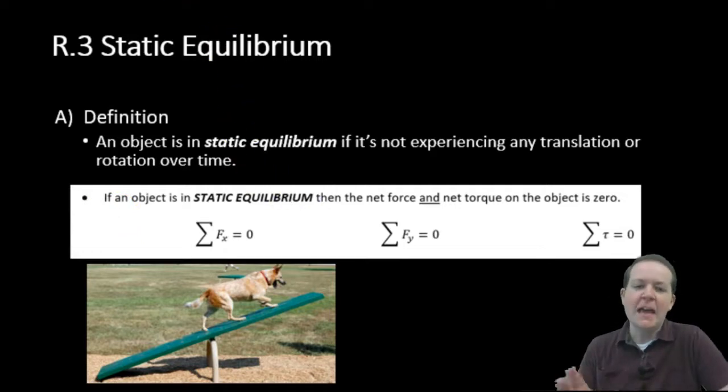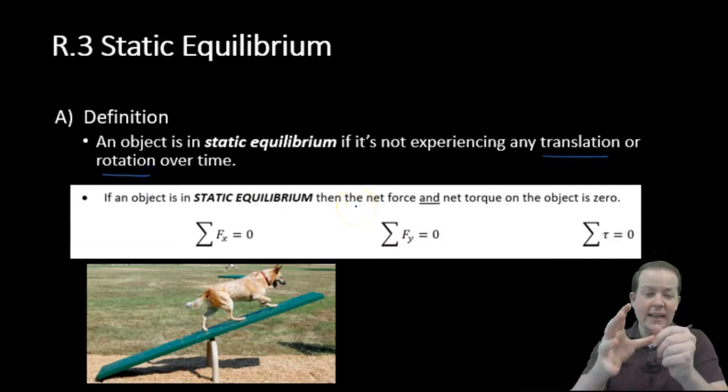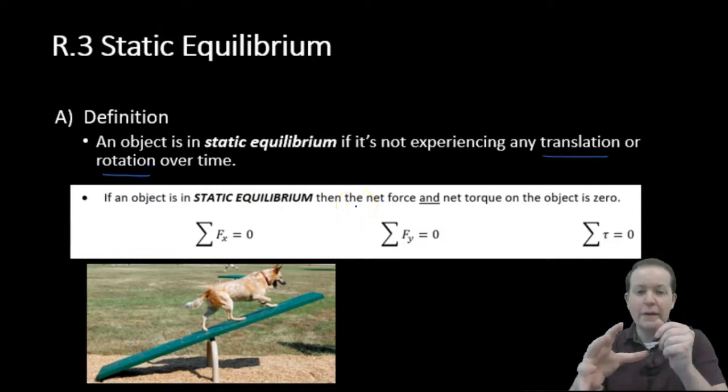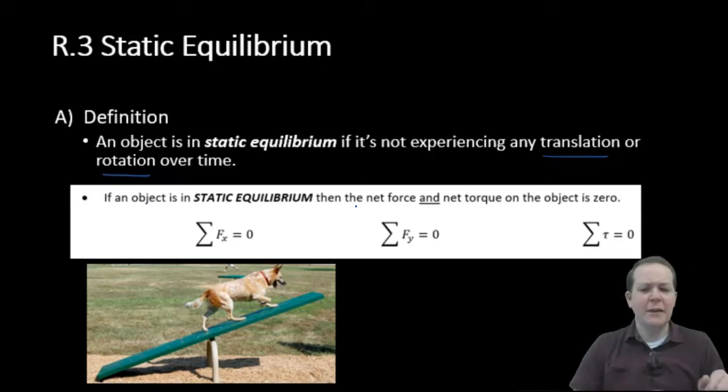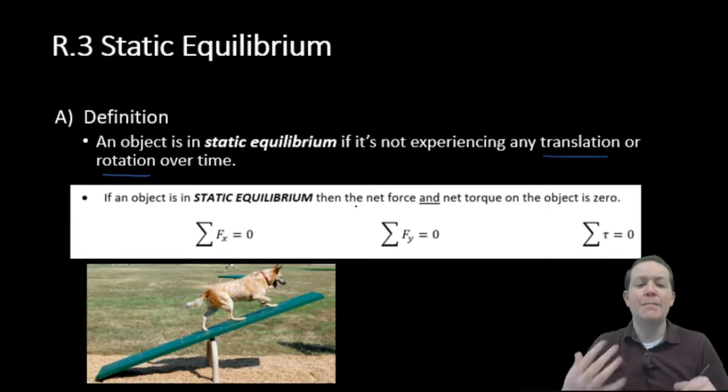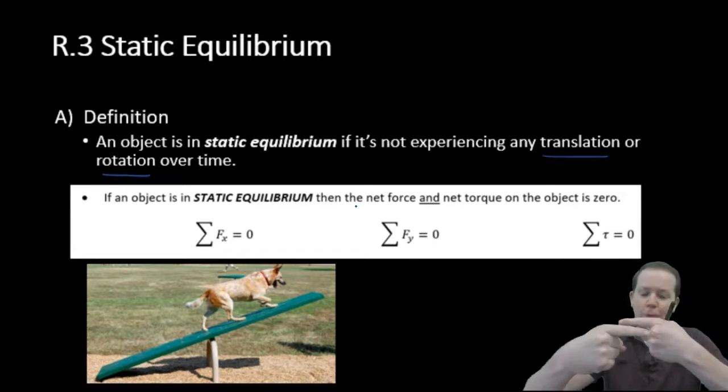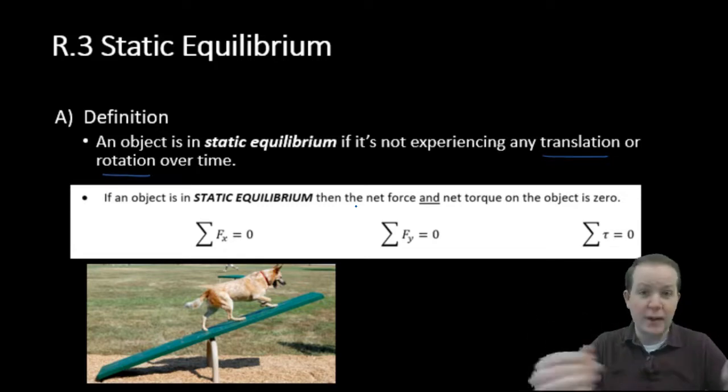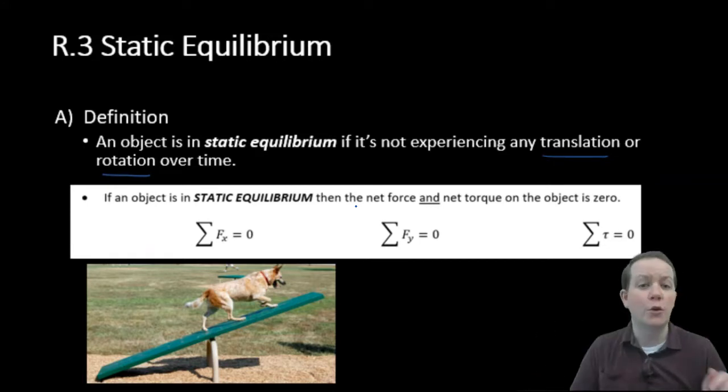What's the definition? Well, if an object is in static equilibrium, that means it's not experiencing any translation or rotation over time. It is static, and it's staying static. It's not moving, and it's continuing to not move. Now, that doesn't mean there aren't any forces or torques acting on the object. It must mean that any torques or forces are canceling out, right? Because if I have two forces that are totally canceling, the acceleration is zero. Likewise, if there are torques but they're canceling, there is no rotation happening. So these are the three requirements here.